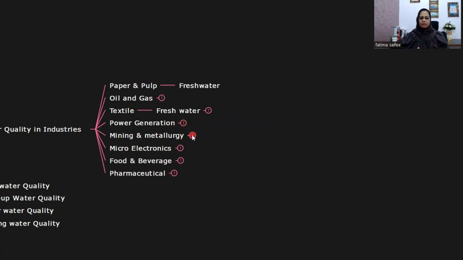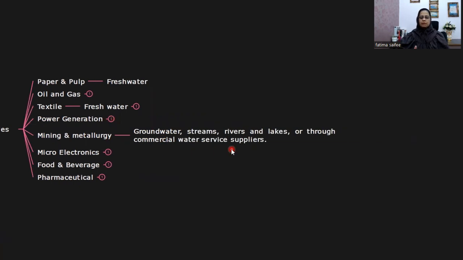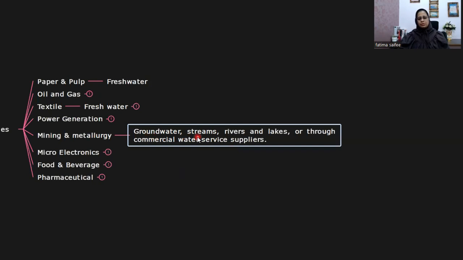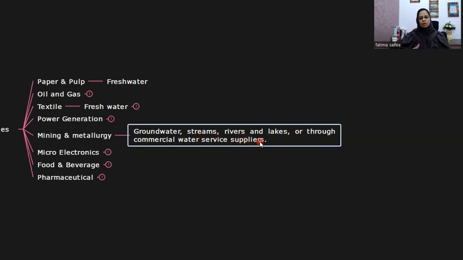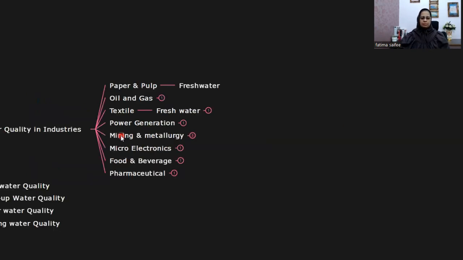In mining and metallurgy, there are different processes for the extraction of metals, and mining is one of the natural ways to get many good minerals and rocks from the ground. So groundwater, streams, rivers, lakes, and commercial water service suppliers can be used. Whatever is available, the source water can be used for mining and metallurgy purposes.